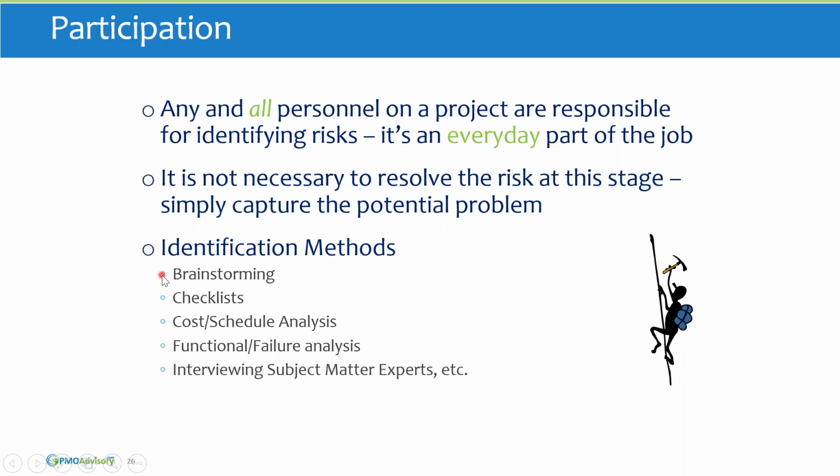Some methods we can use to identify risks include brainstorming, which is probably the most common, widely used, and checklists. The checklist could be a list of questions that prompt us to look at areas in our project where risk may be. Doing a cost or schedule analysis or functional or failure analysis. I'm very familiar with that, given my engineering background. We're always looking at how things would break, and we would want to know how and when things would break so we could design them so they would not break. That was proactive design.